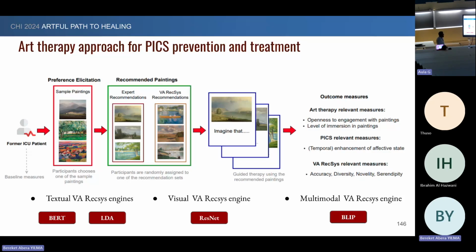And then we evaluated first the art therapy relevant measures, which are, for example, openness to engagement with paintings, or what level of immersion the painting gives the users. And there are also these PICS-related relevant measures, like the temporal affective enhancements. What was the impact on the emotional state of the patients? And of course, we also measured the classic RecSys measures beyond accuracy: accuracy, diversity, novelty, and serendipity.